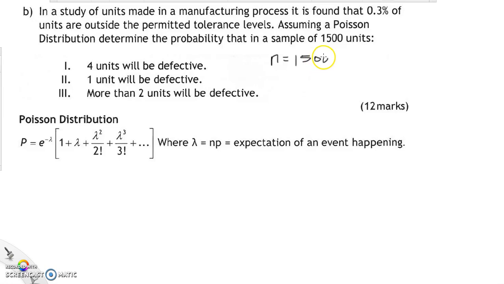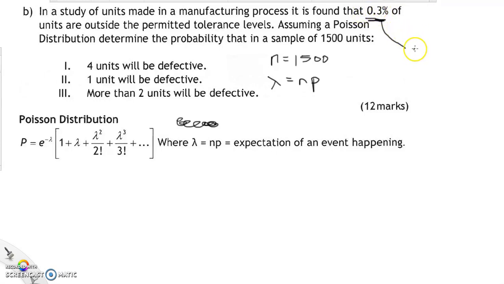n here equals 1500, and this is the Poisson formula from the back of the exam sheet. Lambda equals n times p. Now 0.3%, that's not p, right? That's a percentage. So to get p from there, we're going to have to divide by 100, so the decimal point will go over two places.